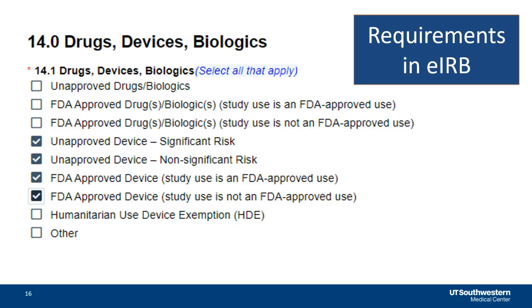Now let's quickly cover what the requirements are in submitting and noting your device or devices in EIRB. For the purposes of this presentation, I will not cover humanitarian use devices. As you can see here, there are currently only 4 options for device studies in our system: investigational devices that pose either significant risk or non-significant risk, an FDA-approved device being used under its FDA-approved indication, and an FDA-approved device that is not being used per its FDA-approved indication.